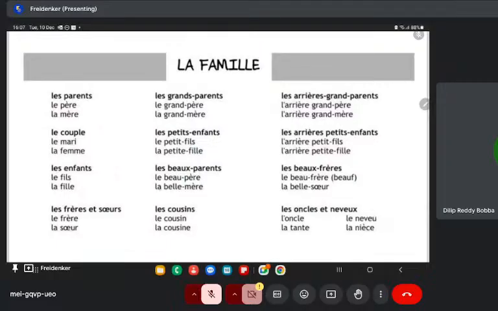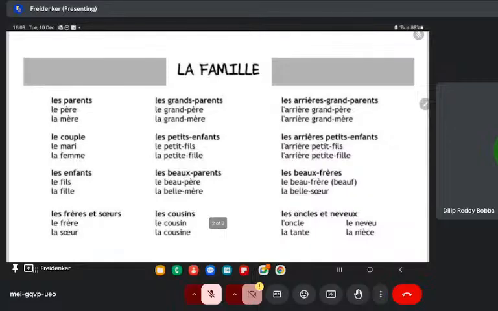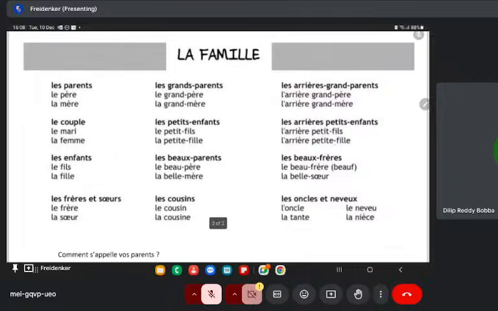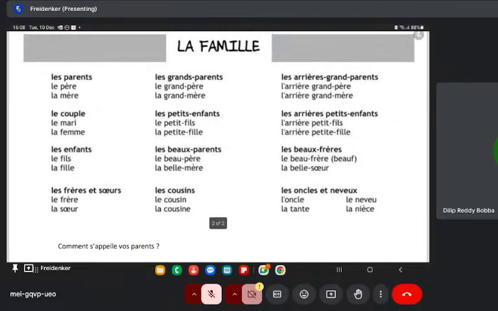Let me just verify. Beau-père. Yes, so father-in-law. Fine. Father-in-law, mother-in-law. Les cousins, le cousin and la cousine, so cousin essentially. Arrière-grand-parent is like great-grandfather. So l'arrière-grand-père, l'arrière-grand-mère. So great-grandfather, great-grandmother. Great-grandson, great-granddaughter: l'arrière-petit-fils, l'arrière-petite-fille.